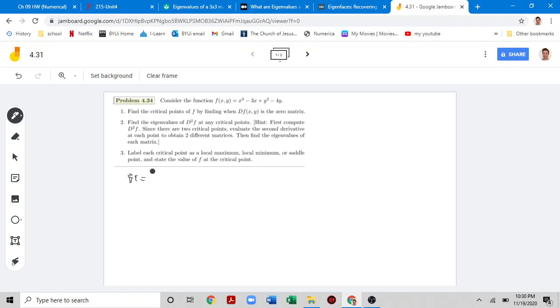3x squared minus 3, and this will be 2y minus 4. Cool, and with that, we're going to want to make sure to find the critical points of f by making it equal to a 0 matrix. So we're going to make this equal to 0, 0.